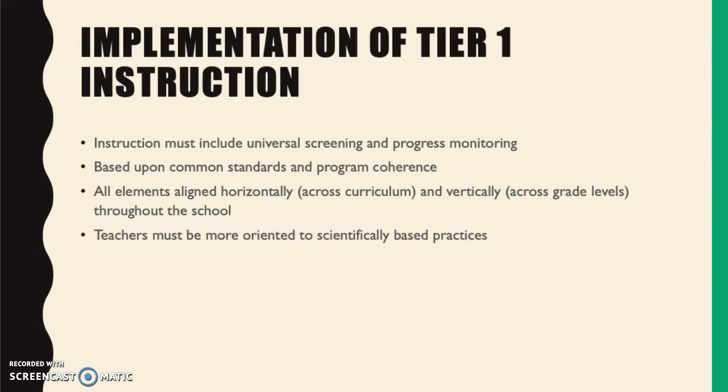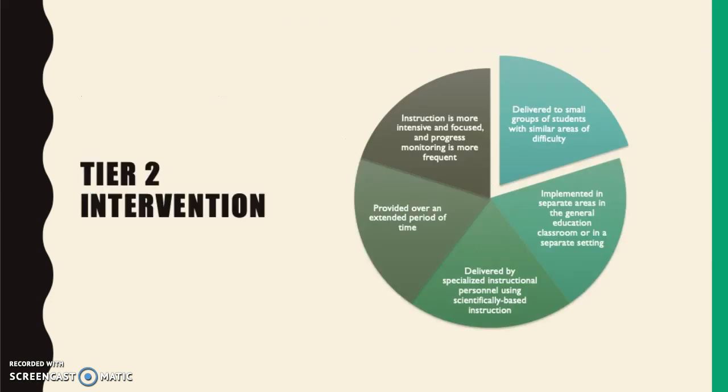Implementation of Tier 1 instruction. Instruction must include universal screening and progress monitoring based upon common standards and program coherence, with all elements aligned horizontally across curriculum and vertically across grade levels throughout the school. Teachers must be more oriented to scientifically based practices. Tier 2 intervention is delivered to small groups of students with similar areas of difficulty, implemented in separate areas in the general education classroom or in a separate setting, delivered by specialized instructional personnel using scientifically based instruction, provided over an extended period of time. Instruction is more intensive and focused, and progress monitoring is more frequent.